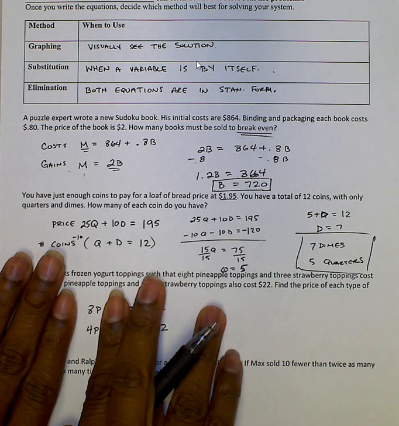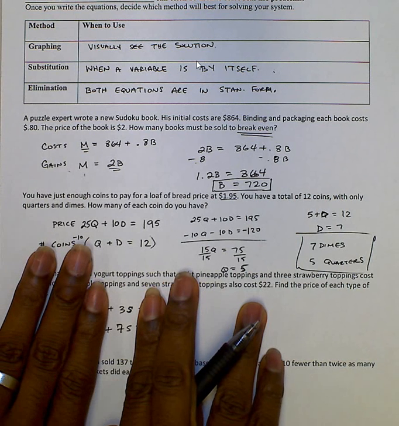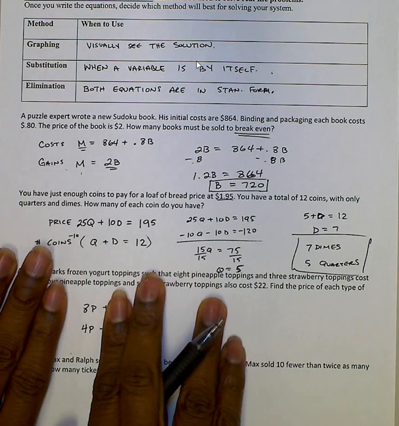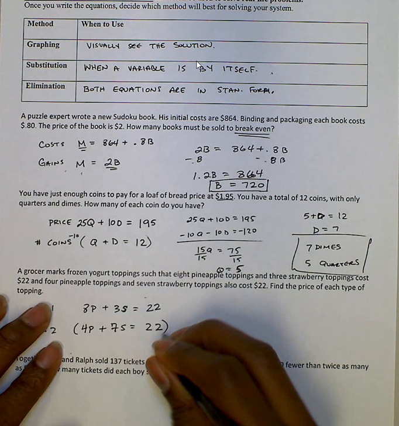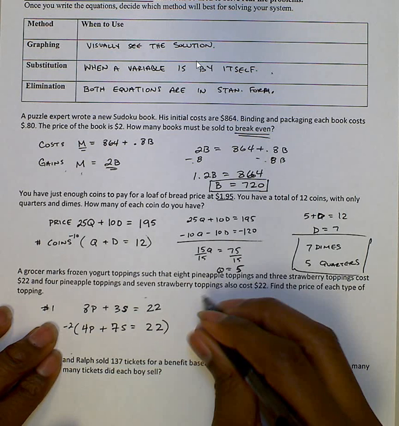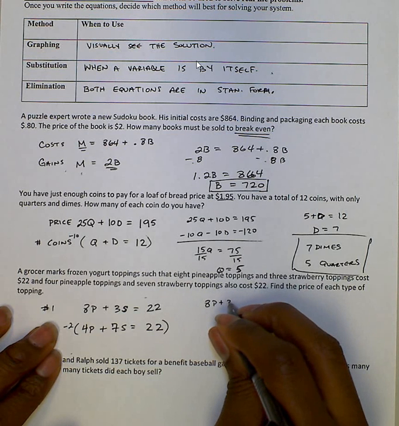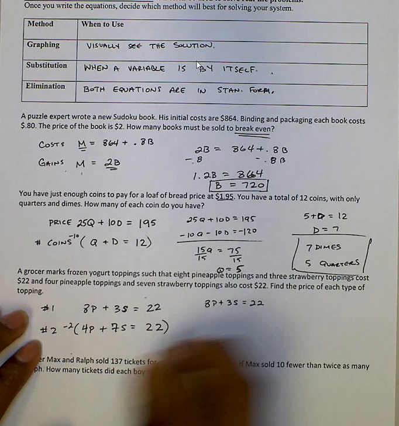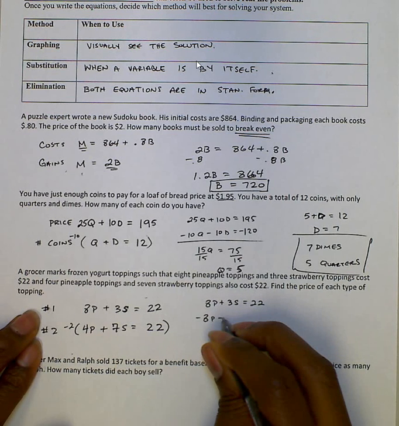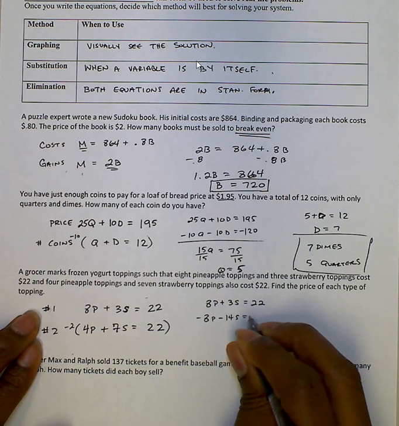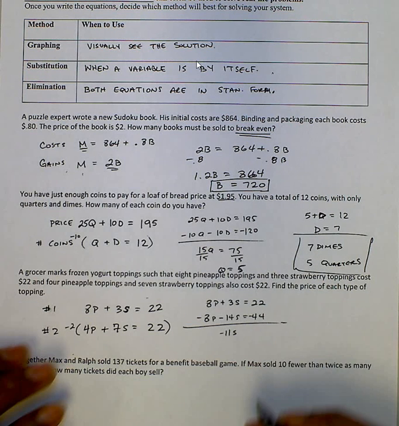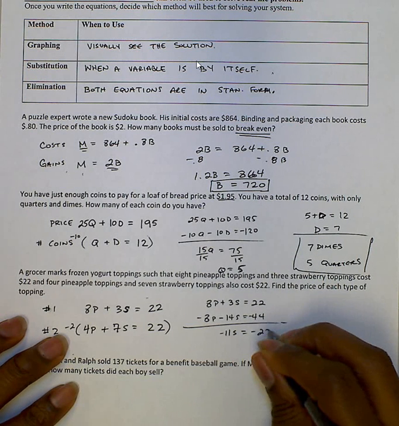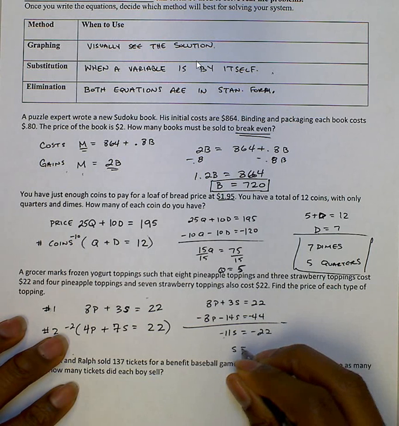Well, I could either multiply to get them both to be 21, or I can multiply to get them both to be 8. And so I'm going to multiply to get them 8. That seems easier to me. To do that, I'm going to multiply this bottom one by negative 2. So I have 8p plus 3s equals 22. And then I have negative 8p minus 14s equals negative 44. Combine like terms, that'll give me negative 11s. I say combine like terms meaning add the two equations together. Equals negative 22. And then I'll divide by negative 11, so I'll get s equals 2.